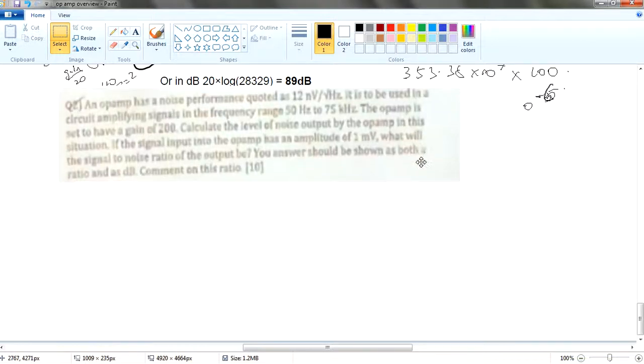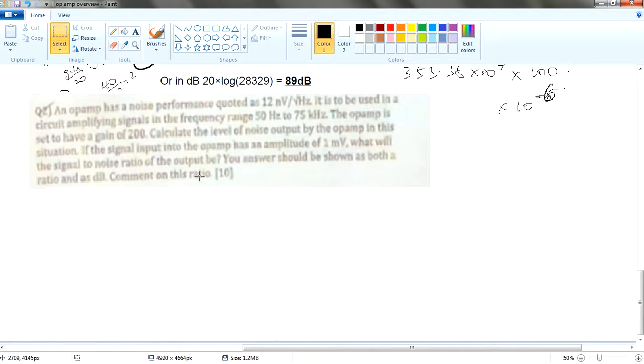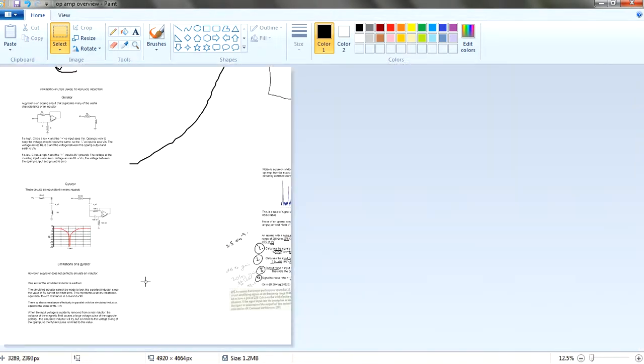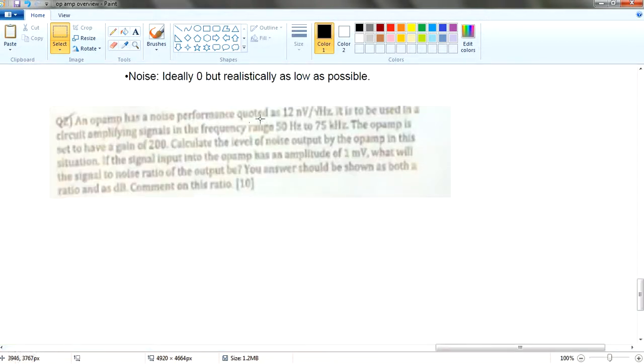So as said, in this video we'll talk about how to calculate the noise of a question. This is question 4 of a certain exam question. An op-amp has a noise performance quoted as 12 nanovolt. So 12 nanovolt means that it is 12 times 10 to the negative 9. It is to be used in a circuit amplifying signals in frequency range of 50 Hz to 75 kHz.